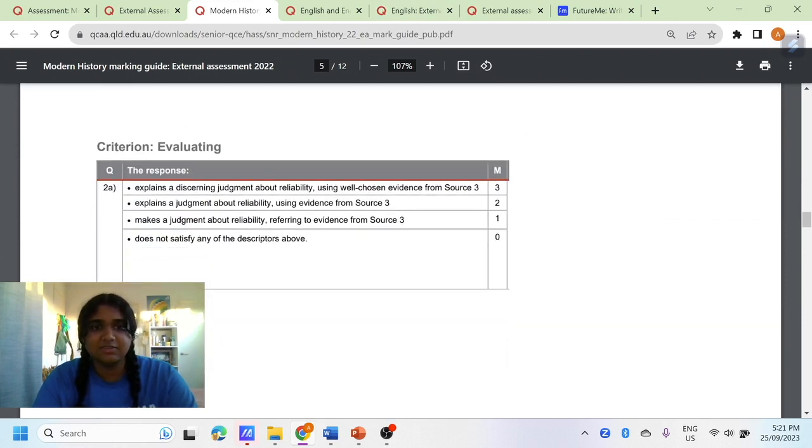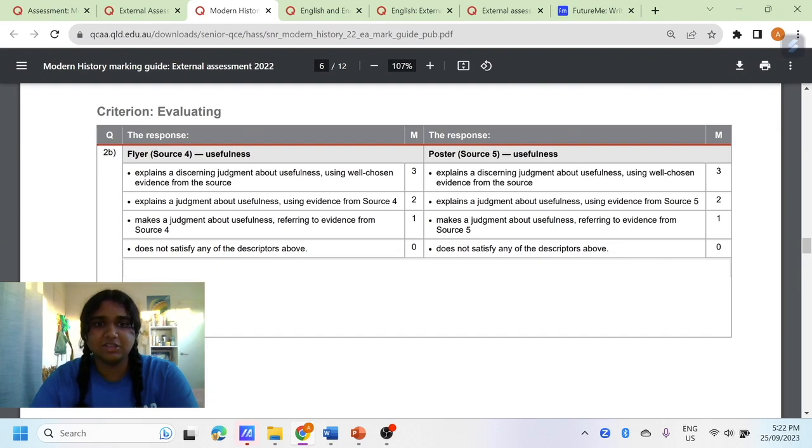In terms of evaluating. Now again, we've got makes a discerning judgment about reliability, well-chosen evidence. Discerning quite literally means you're able to pick out that piece of evidence and give a reason why this evidence would have been good. And that is something that is important across all of your subjects, sciences, engineering, digital technologies, English, and humanities.